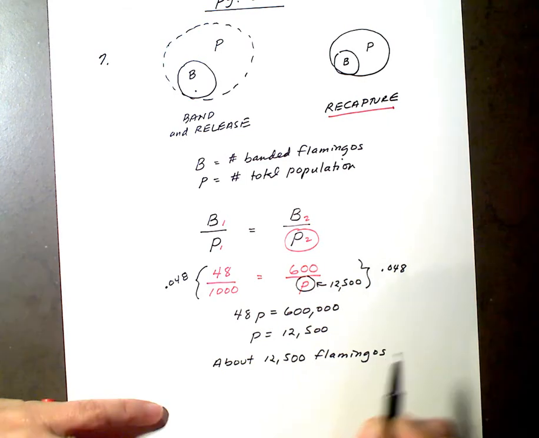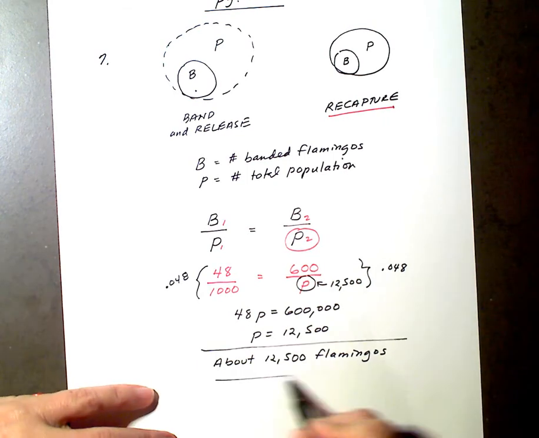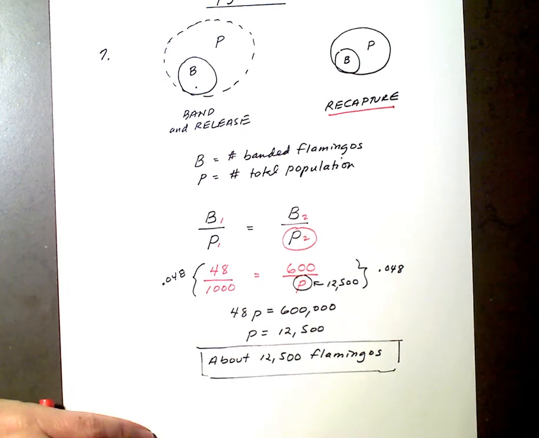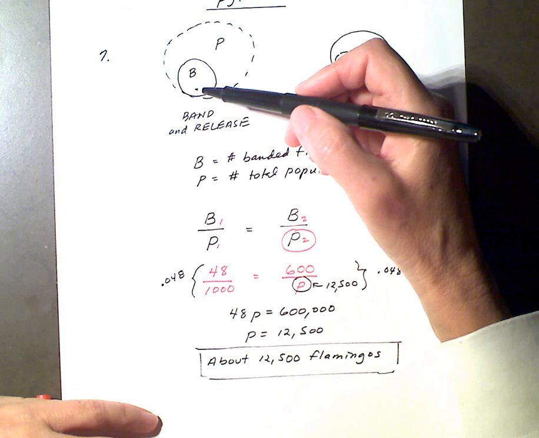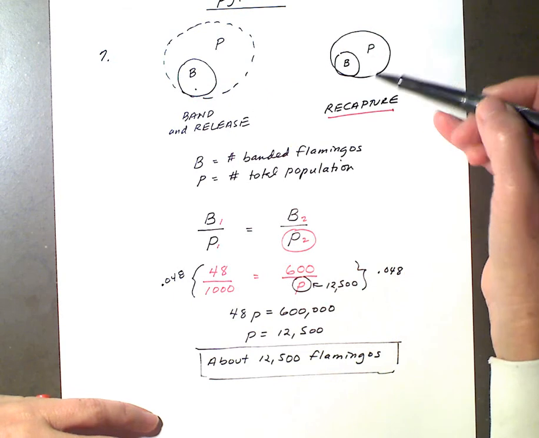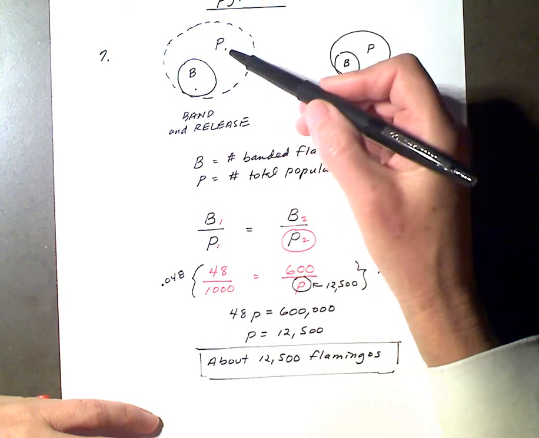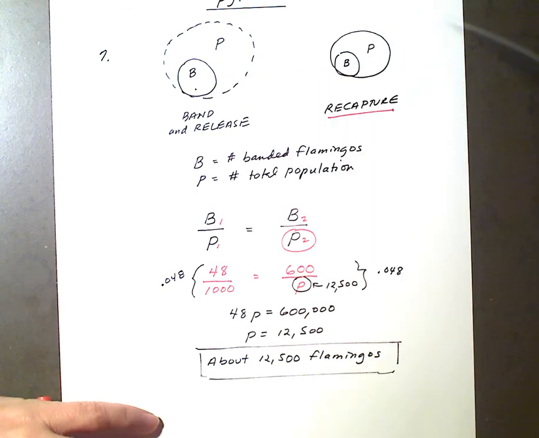So that's one method of estimating wildlife populations. Capture some birds, band them, release them, recapture a group, and see what part of those are banded, and that relationship should be the same as the relationship between those originally banded and the entire population. And that's it.